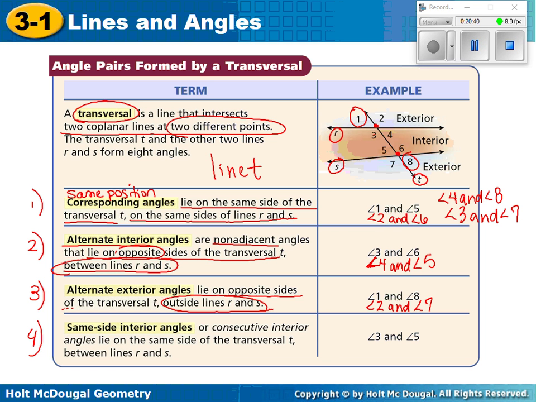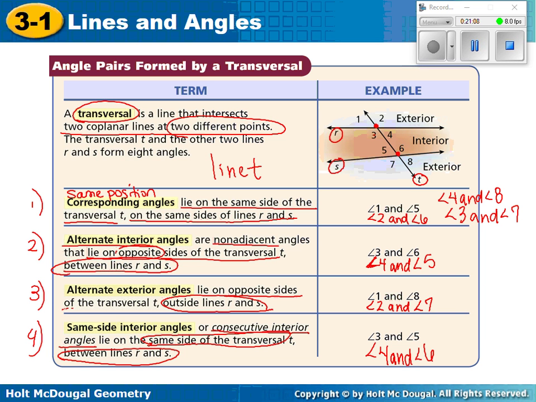Same side interior, basically what it says, same side interior also can be called consecutive interior angles. Those are interchangeable words. They are simply angles that lay on the same side of the transversal, but they're between lines R and S. So for example, 3 and 5. What would be another pair? 4 and 6.